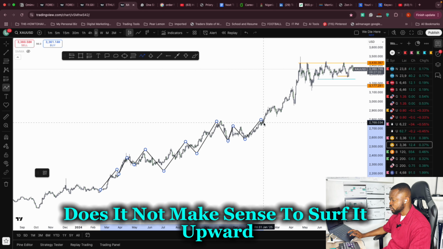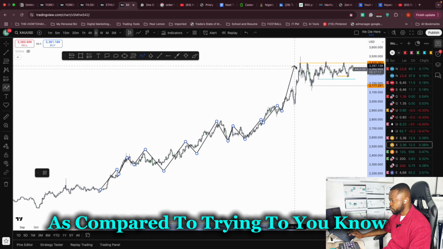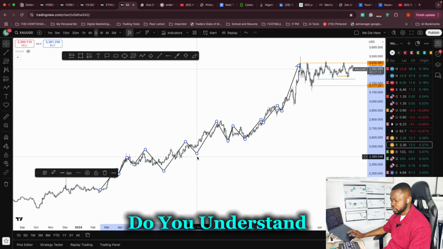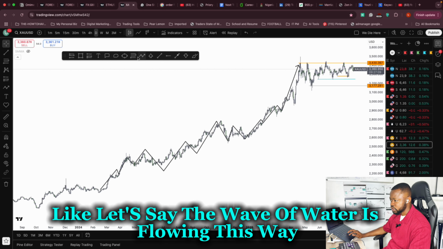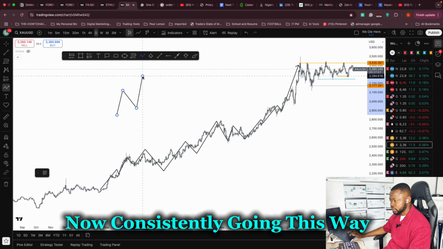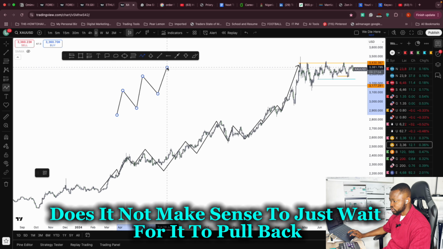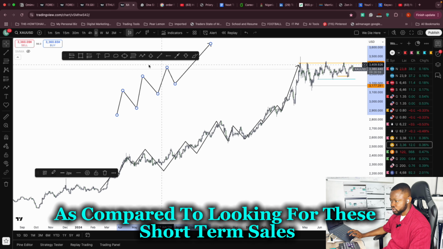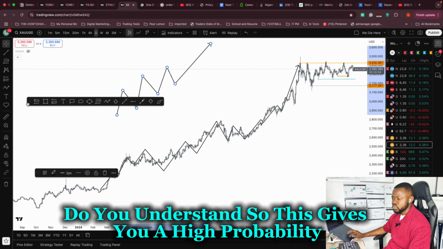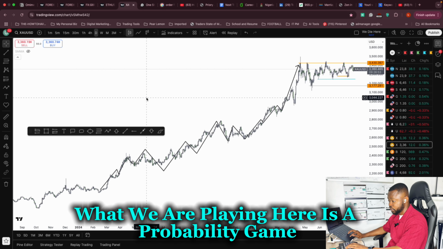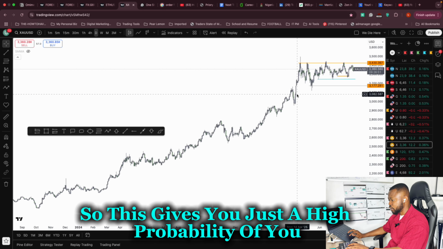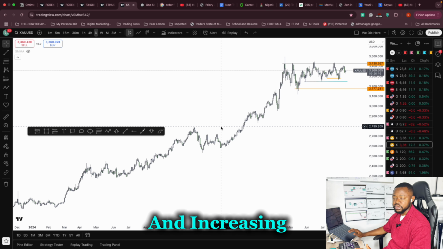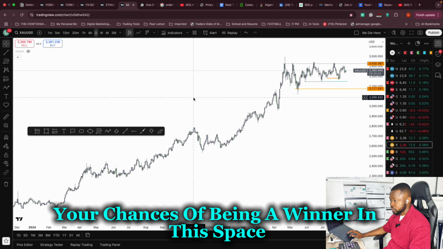Does it not make sense to surf it upward as compared to trying to be smart and surf it downwards? Do you understand? Let's say the wave of water is consistently going this way. Does it not make sense to just wait for it to pull back and continue buying, as compared to looking for these short-term sales? Do you understand? This gives you a higher probability, because basically what we are playing here is a probability game. So this gives you a higher probability of functioning properly in the market and increasing your chances of being a winner in this space.